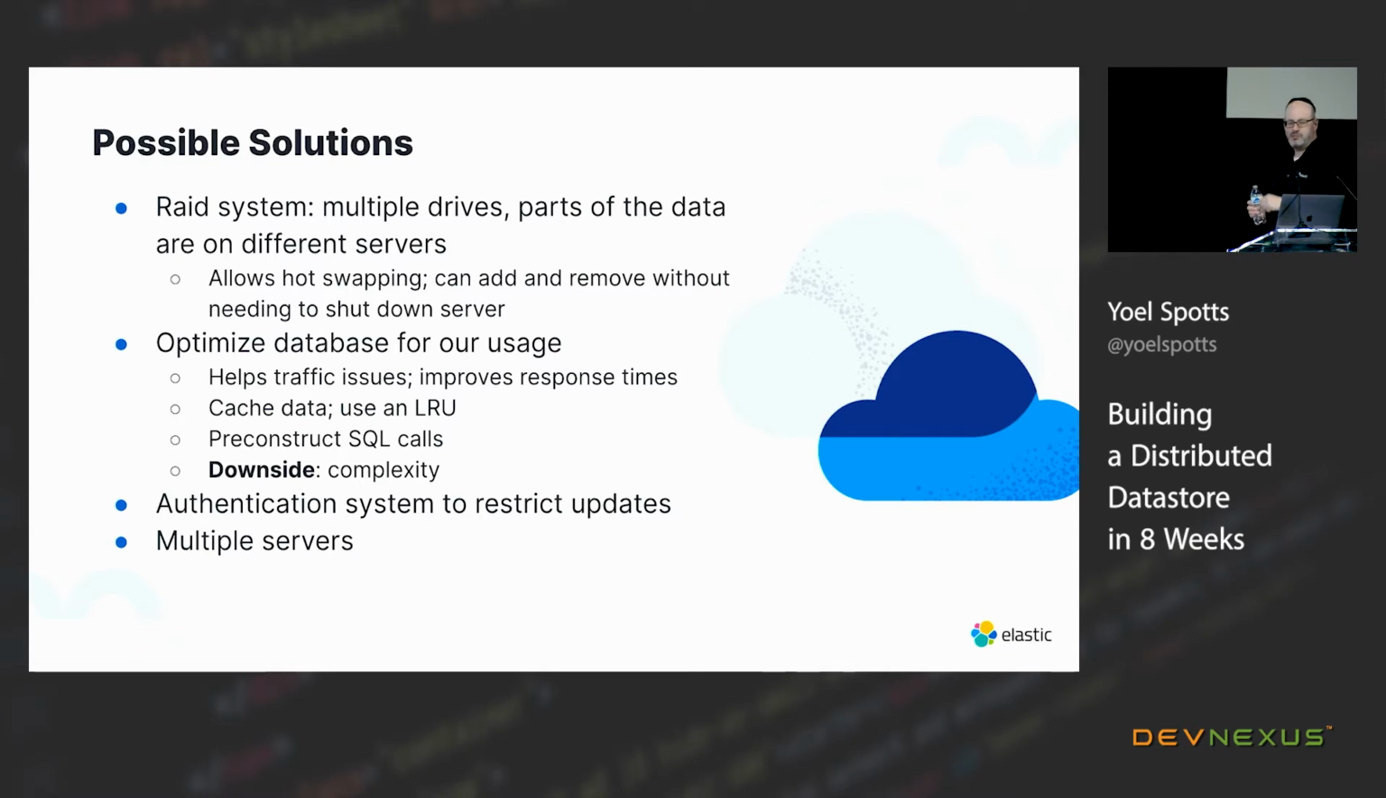And then we spoke about optimizing the database for our use, having an LRU cache. We could have something in front which caches data, pre-constructs SQL calls, and then the trade-offs and downsides, which are complexity. And this is one of the important messages that I wanted to convey to them, that everything is a trade-off. Especially when you're talking about distributed systems, whatever decisions you make are going to be trade-offs along the way. And then what we also talked about, which we decided was out of scope, was an authentication, authorization system, so that we could try to prevent malicious actors.